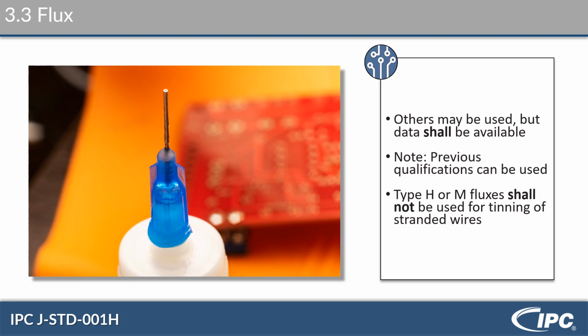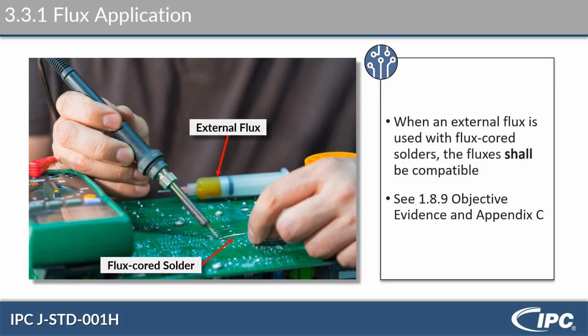Type H or M, which is high or medium, fluxes shall not be used for tinning of stranded wires. External flux may be used. We actually do use external flux in our class. It comes in the form of a little tub of paste, and I highly recommend you use flux whenever you're soldering.